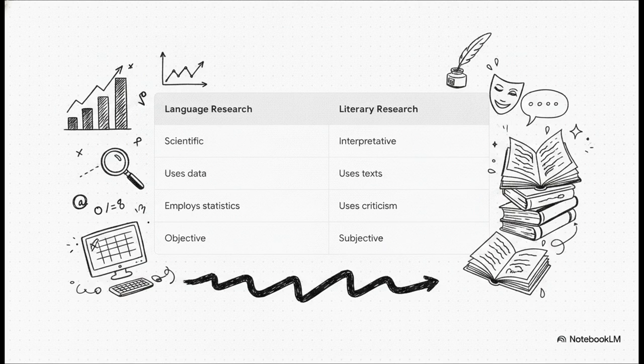Language research, on the flip side, is entirely scientific and objective. Instead of just interpreting texts, you're gathering hard, quantifiable data. You're using statistical analysis to study things like communication, grammar, vocabulary, or pronunciation. It's literally a shift from subjective interpretation to objective, data-driven science.